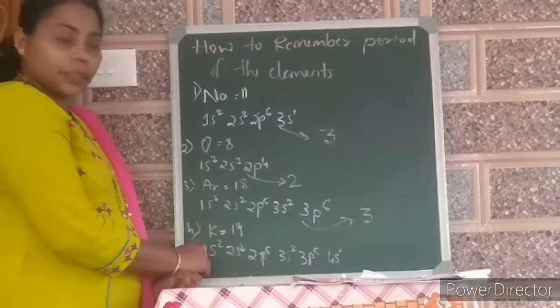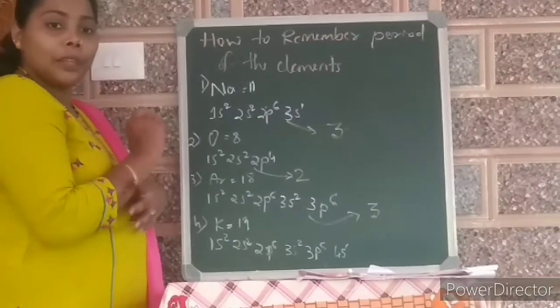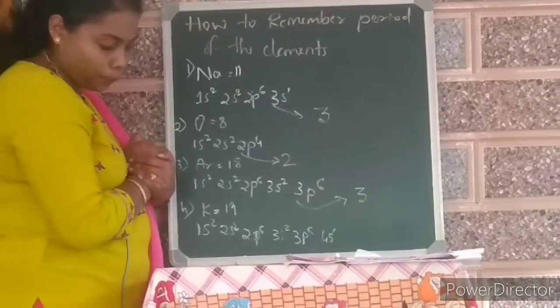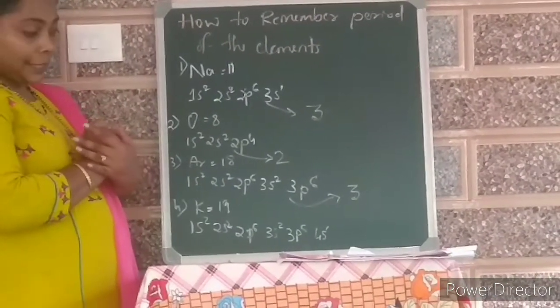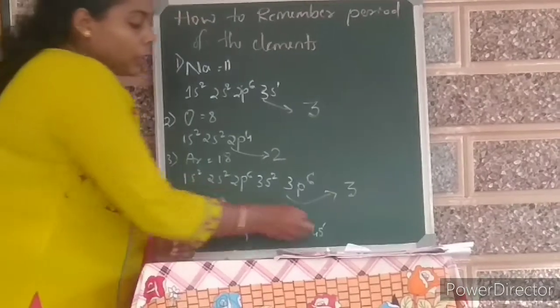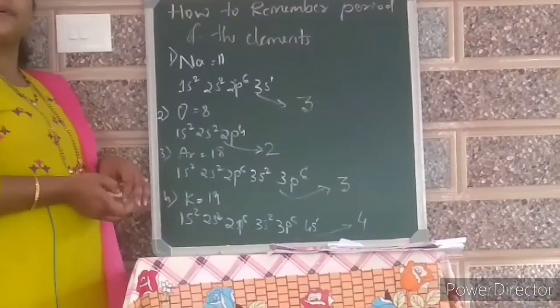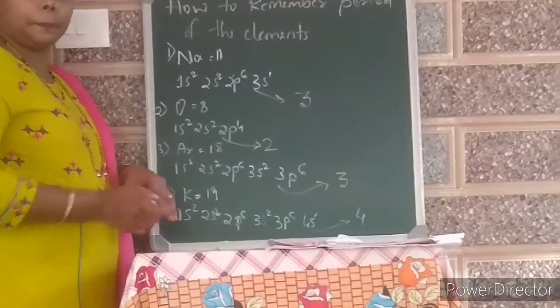The next one is potassium, which has atomic number 19. Therefore, the electronic configuration is 1s2, 2s2, 2p6, 3s2, 3p6, 4s1. Therefore, the outermost shell has the number 4. Therefore, it comes under the fourth period.